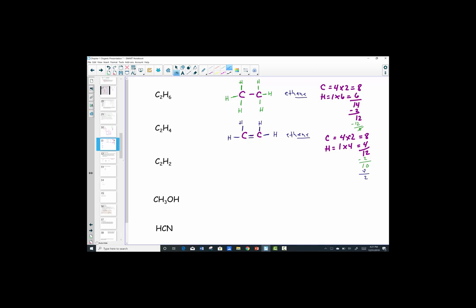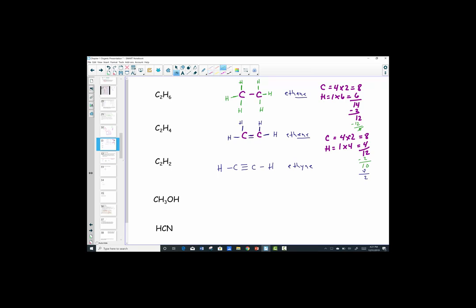And can you make a prediction? C2H2? By the time we're done connecting C2H2, we will need a triple bond in that compound to satisfy the octet of each carbon. Molecules with a triple bond are known as alkynes, I-N-E. So this molecule is known as ethyne.